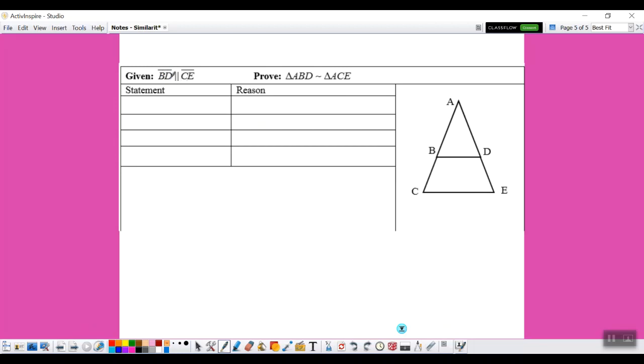All right, and our final example. Again, our given statement goes first. So we know that BD is parallel to BC. Well, since these triangles overlap and I know they share angle A, I know that angle BAD is congruent to angle CAE because of the reflexive property.